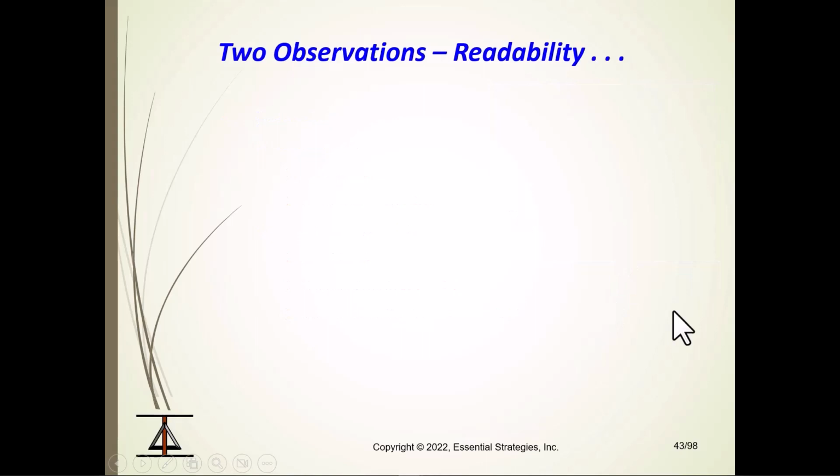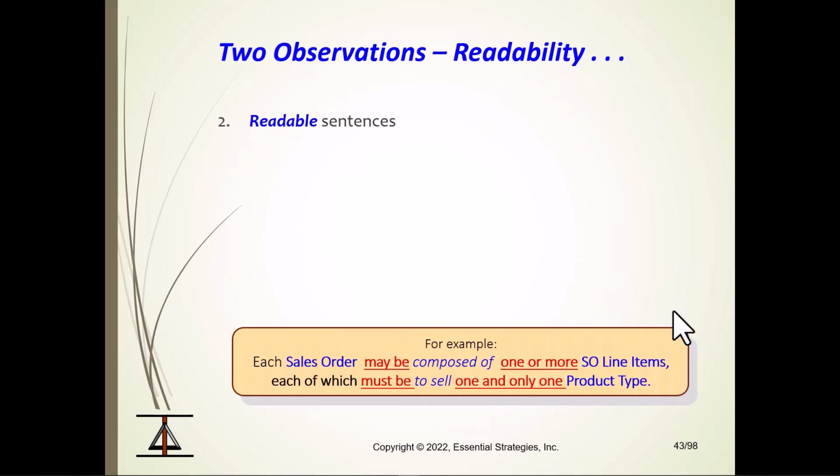Observation 2, readability. Readable sentences. For example, each sales order may be composed of one or more SO line items. Is each assertion clearly true or false? Can you have a sales order that has no line items? Well, that depends on your business. Maybe so, maybe not. Now, because it's defined the way it is, each SO line item is defined to be of one sales order, defined to be of one product type. So that's part of the structure of what's there.